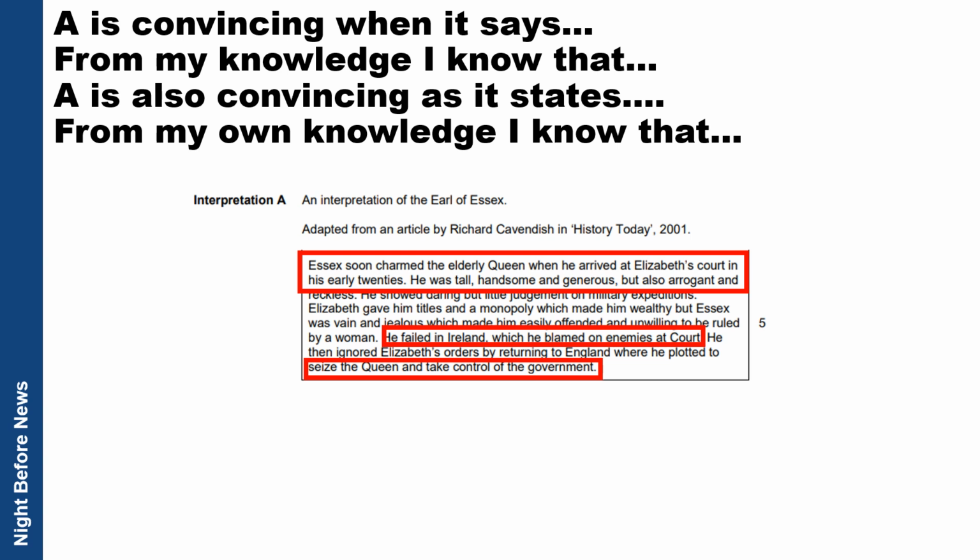So what we want to see in this answer is you literally selecting 2 or 3 key points from this interpretation that you can then start to bring in from your own knowledge. So if you wanted to, a very basic form, if you get really stuck, is highlight a couple of areas you think, okay, I could talk about that. A is convincing when it says, put in a quote, from my own knowledge, I know that, and back it up. A is also convincing as it states, pick a quote, I know that. So what we do want to see you do in this question is putting in a quote, and then backing it up with your own evidence.